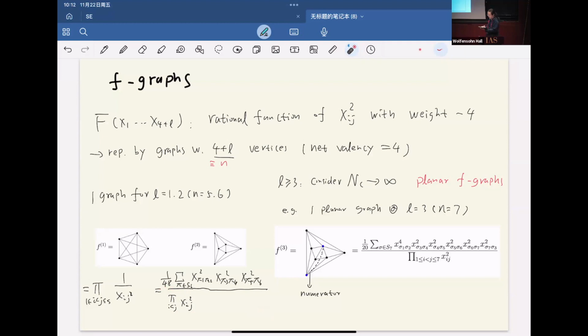Okay. So starting at 3 loops, this is no longer true. You can have more than one graph that has this property, but we consider a special limit. We consider, as always, the number of colors going to infinity. It has been conjectured that in this limit, all the graphs that can contribute to the planar correlators are these planar F-graphs. So again, at 3 loops or 7 points, if you ask it to be a planar graph, there's again just one of them.